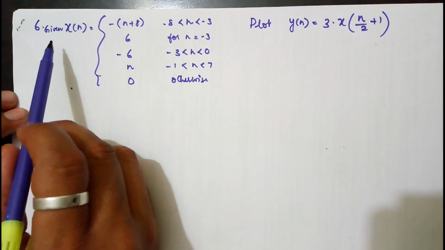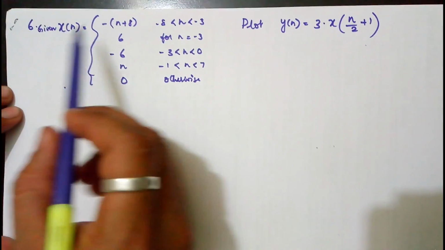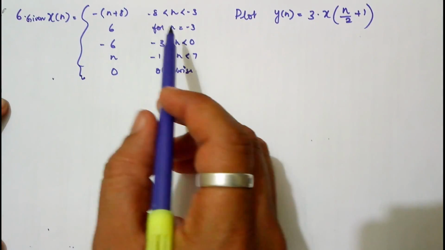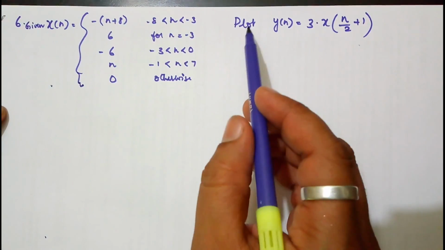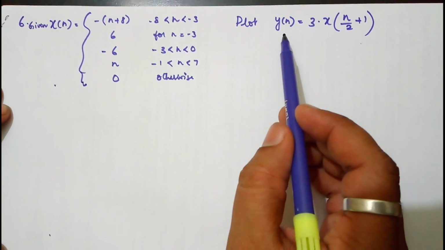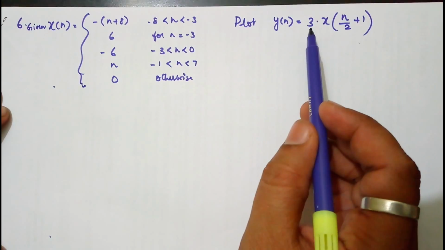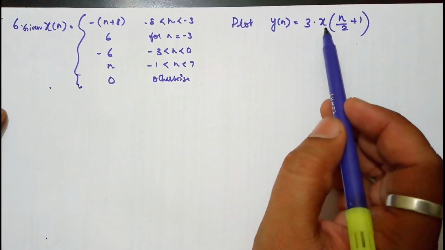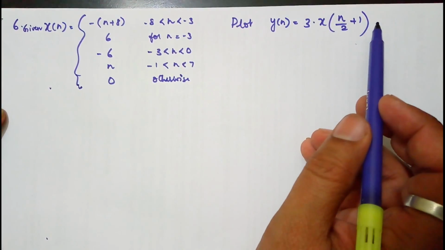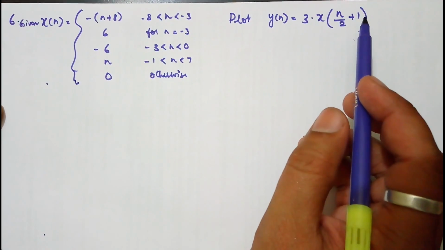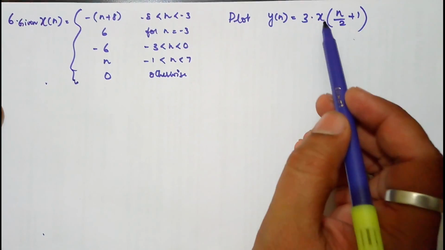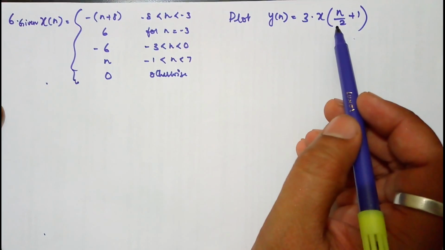Now in this problem you are given x of n, which is specified for different intervals of n, and you are asked to plot y of n, which is equal to 3 times the function x of n by 2 plus 1. First of all, in order to do manipulation on x of n, we need to know what is x of n.